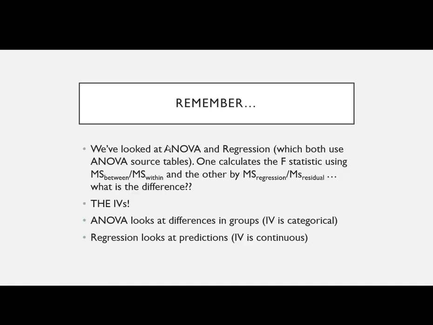Okay, so remember, we've looked at ANOVA and we've looked at regression, which both use ANOVA source tables. One calculates the F statistic using mean square between and mean square within, and the other by mean square regression divided by mean square residual. So what's the difference? The independent variables. ANOVA looks at differences in groups, so the independent variable is categorical. So is there a difference among freshman, sophomore, junior, senior? So 4 groups. Regression looks at prediction, so our independent variable is continuous, like the exam.